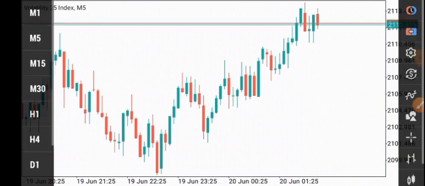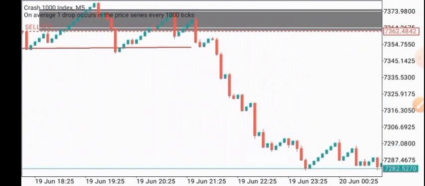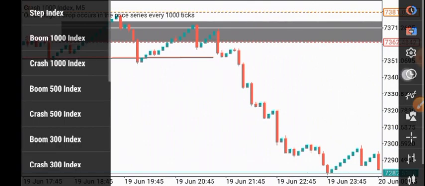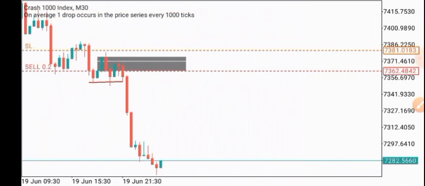Okay, and let me check my trade if it's still running. I think this is it. We are still in profit. This is how you hold a trade for a long time and you are very confident.